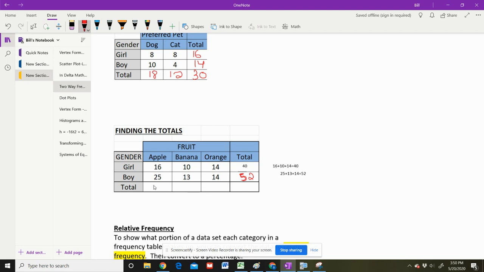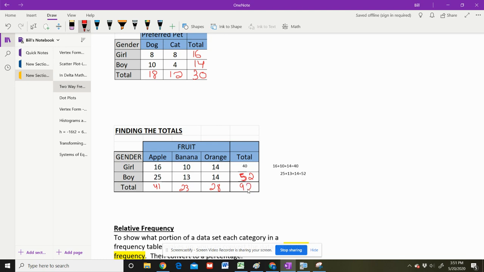All right, so this one came out to be 41. This one came out to be 23. This one came out to be 28. And then what do we get for our total? We end up with a total of 92.